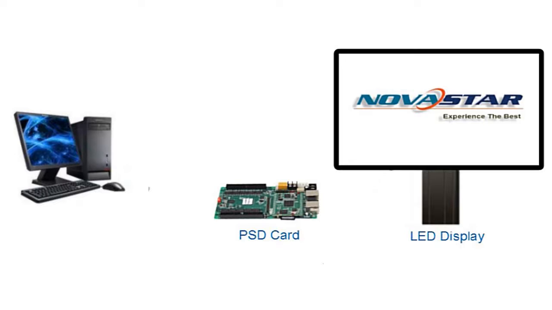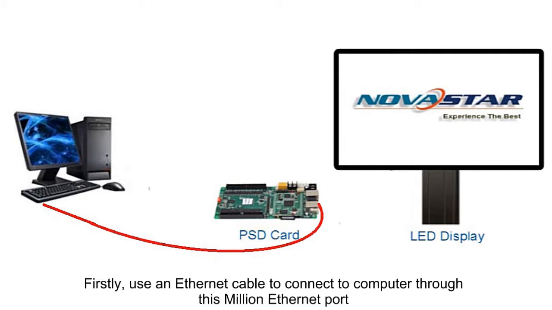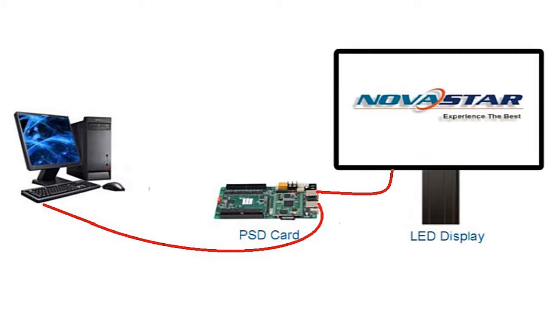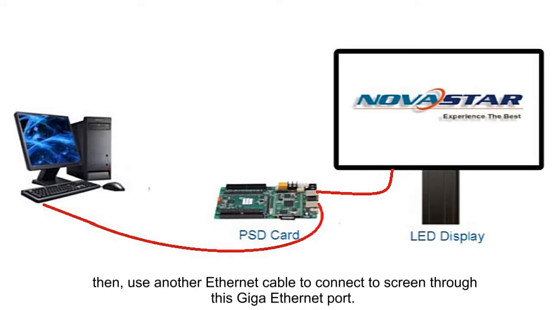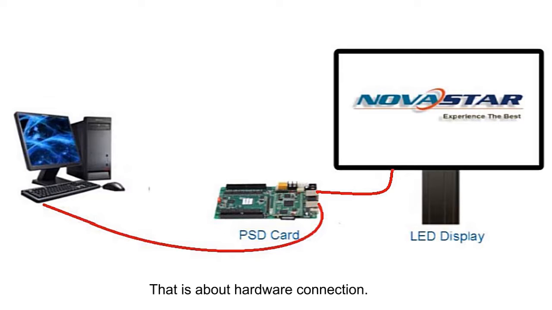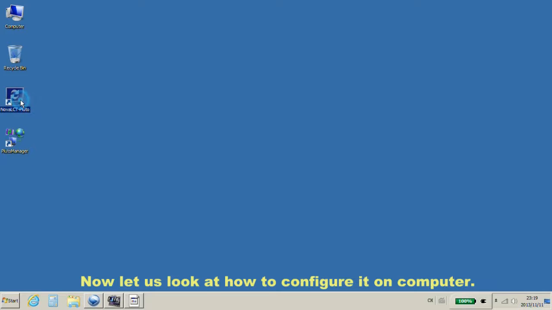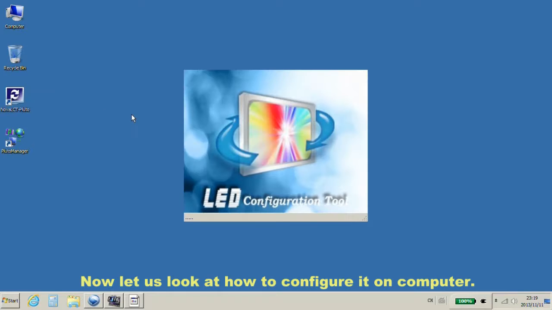Now we are going to configure a new LED screen with a PSD100. Firstly, use an Ethernet cable to connect to computer through this main Ethernet port. Then, use another Ethernet cable to connect to screen through this Giga Ethernet port. That is about hardware connection. Now let's look at how to configure it on computer.